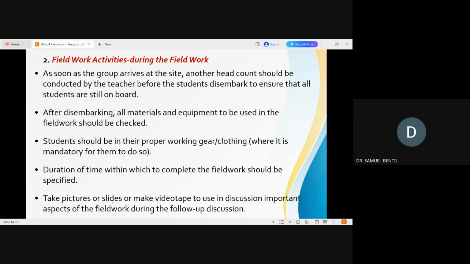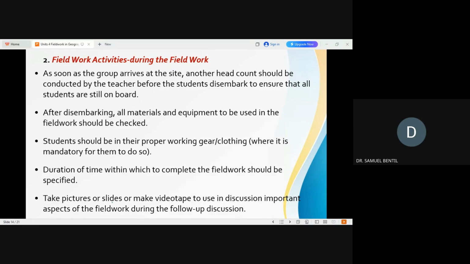The duration of time within which to complete the fieldwork should be specified. Very, very important to the learners. If they are going to work in groups, they must be given time, and they have to be told that they will work in groups.